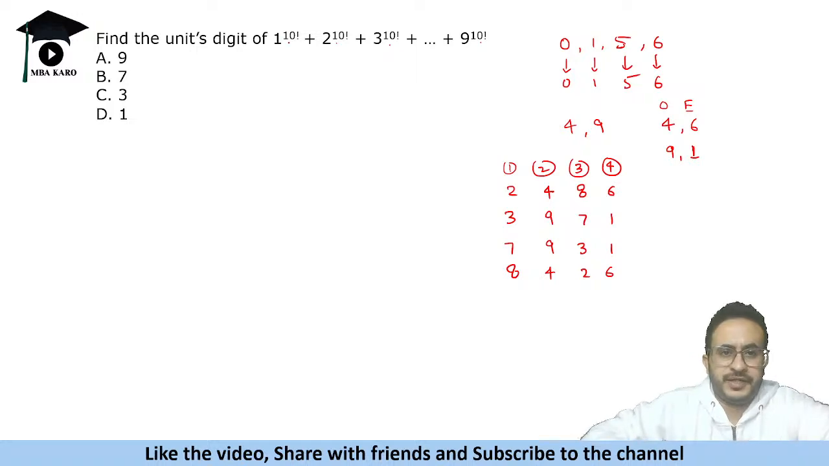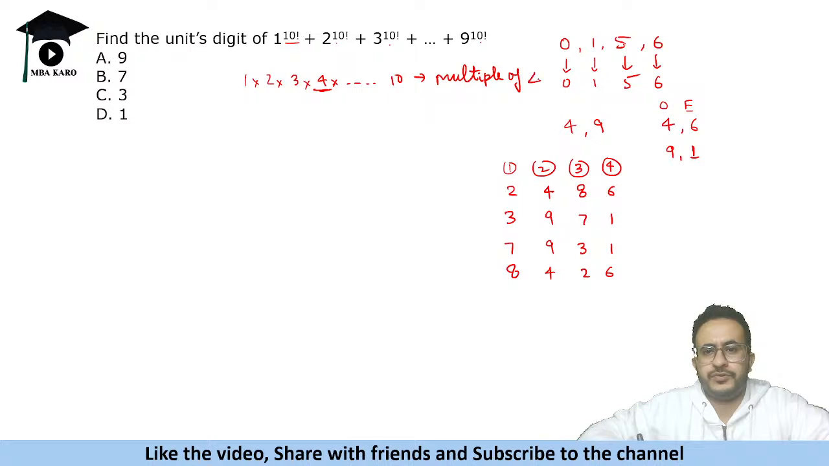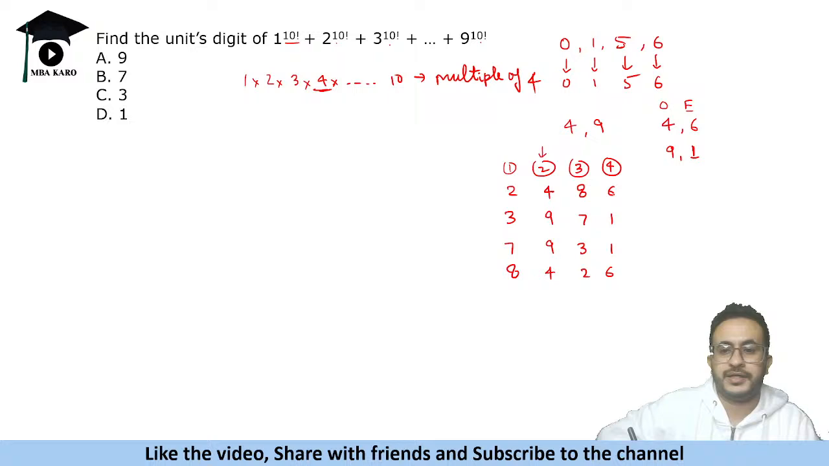So we have a maximum cyclicity of 4. Now if you look at 10 factorial, it is a multiple of 4, because it includes 1, 2, 3, 4 and so on till 10. So it's a multiple of 4. Some people must have taken 10 as the power, so the answer will differ for them because they took that scenario. So you need to take this fourth power.